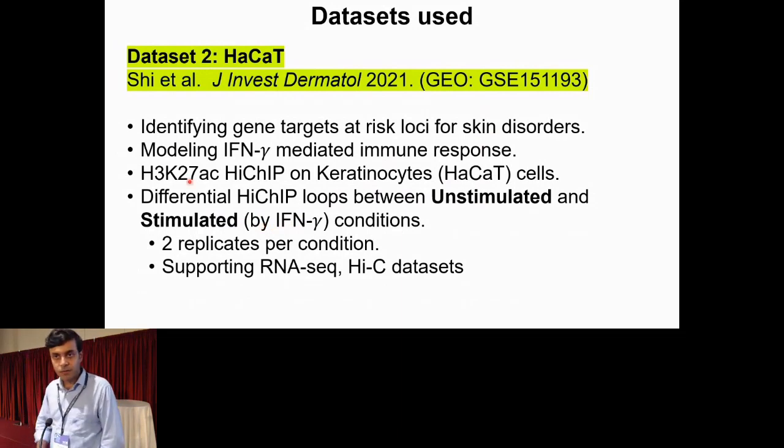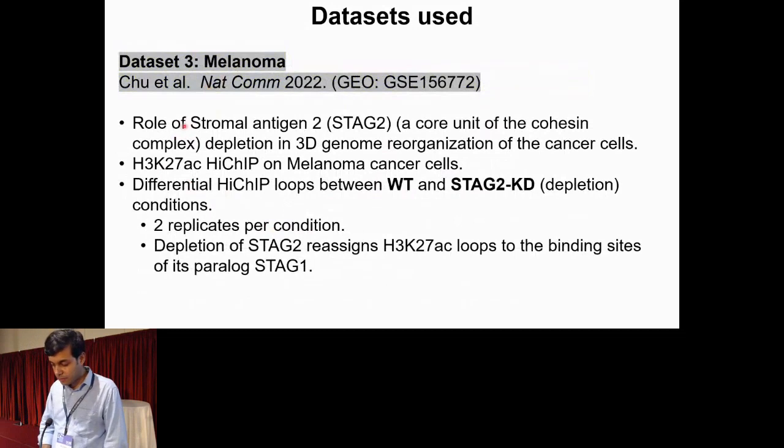The third one is melanoma cancer cell data. And here we are trying to check the role of stromal antigen 2, STAG2, which is a core part of the cohesin complex. And we check whether the deletion of STAG2 reorganizes or changes the loops. And the authors found that actually STAG2 deletion results in loops assigned to the paralog STAG1. And we'll investigate that differential loops.